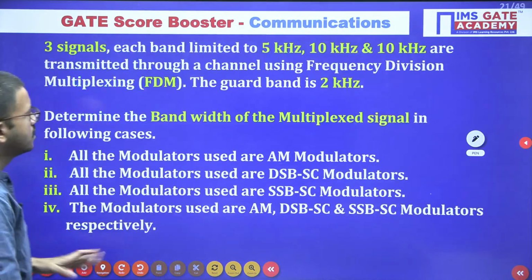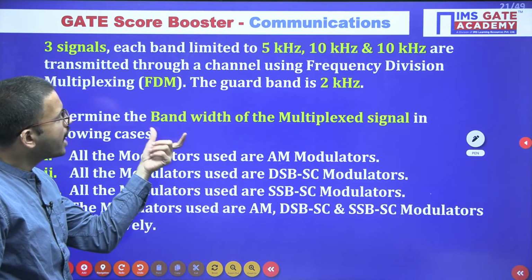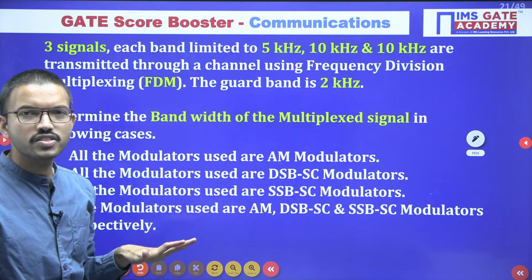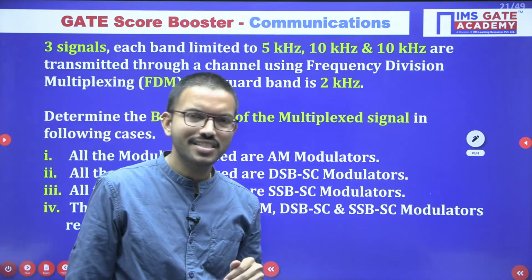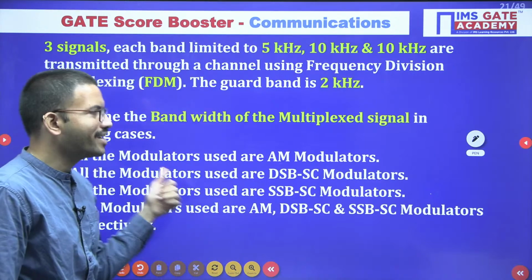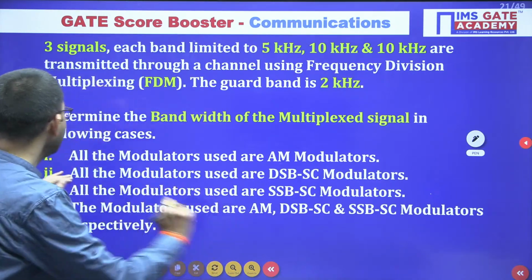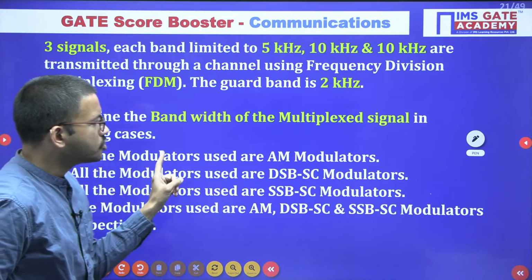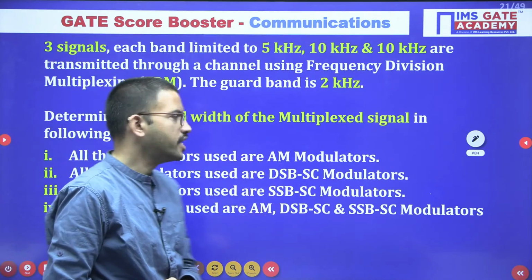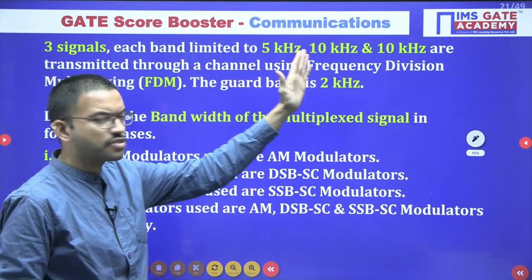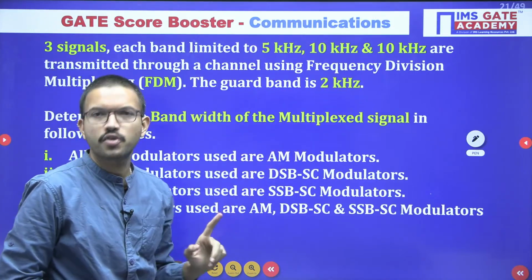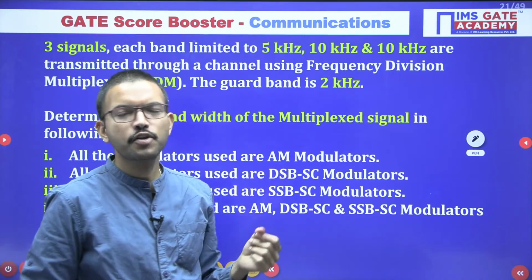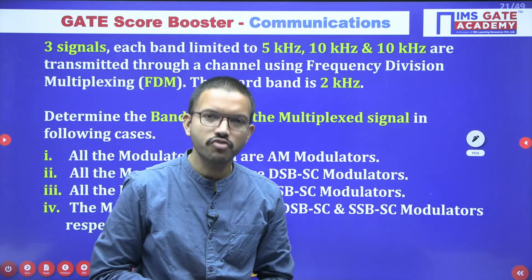Now here we have to transmit these 3 signals in a channel by using the FDM concept. So before transmitting in the channel, we have to perform the modulation technique. In case 1, all the modulators used are AM modulators. For the first, second and third signals, we have used an AM modulator. Whenever you are using an AM modulator, I hope all of you know how much bandwidth we require.